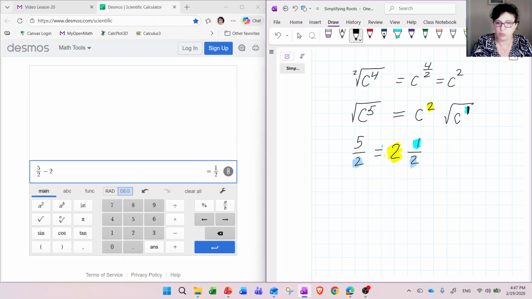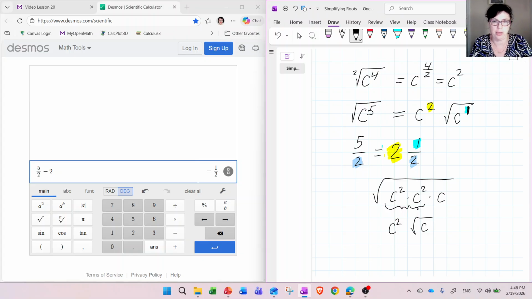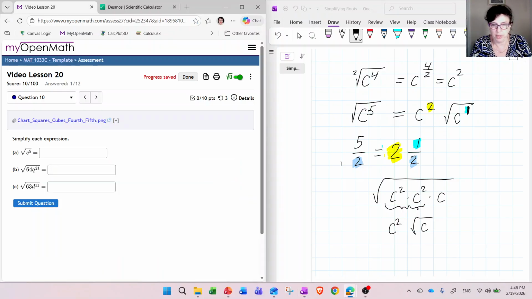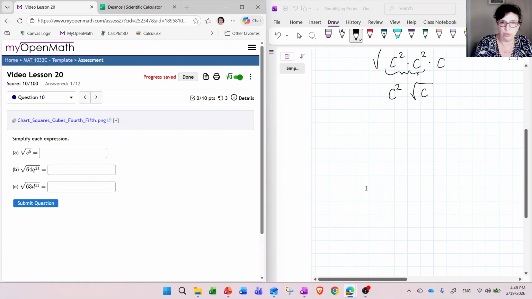Now, why does this work? Because basically what happens is that c to the 5 is broken apart into c squared times c. Okay? And then these two are the same. So when you take the square root, only one of them will be left. But then the square root of c will still stay there. Okay? So that's how you do it. But let me give you more examples. Let's move on to the next one.